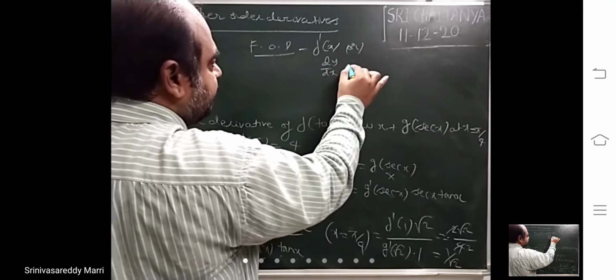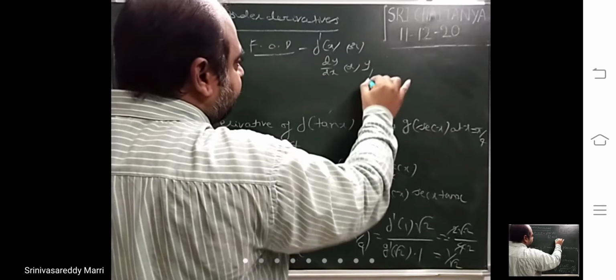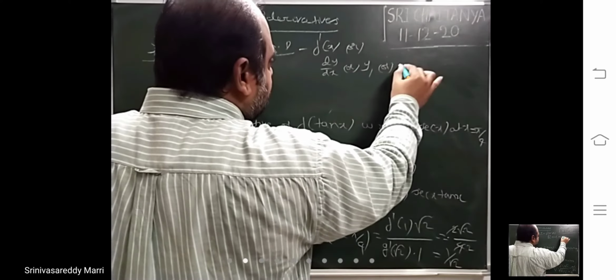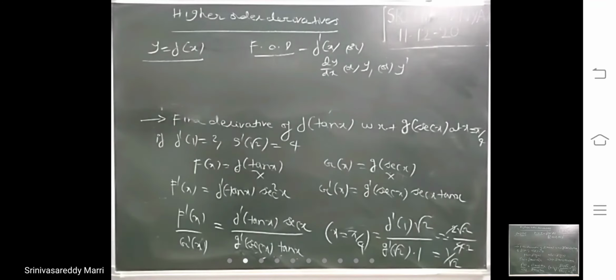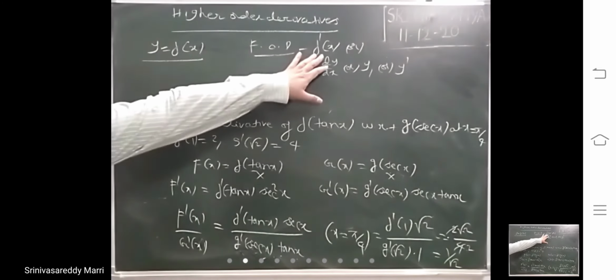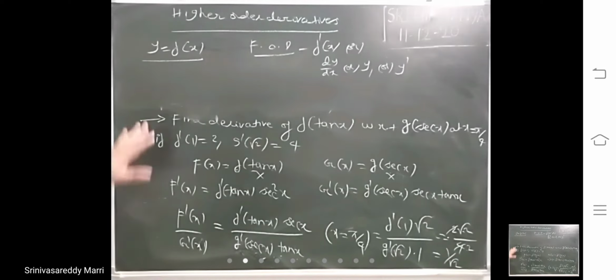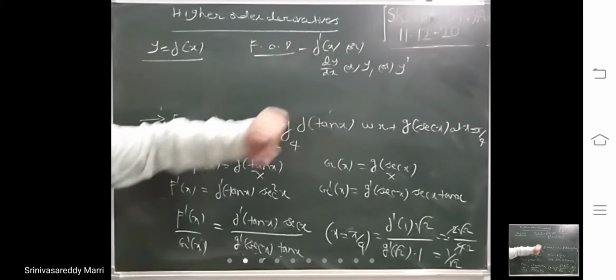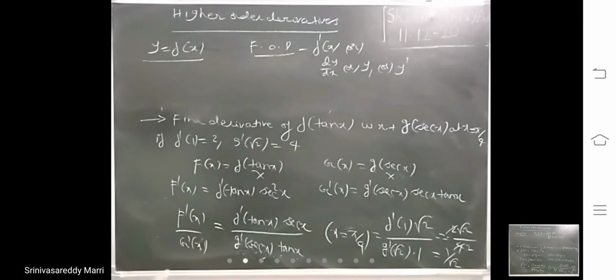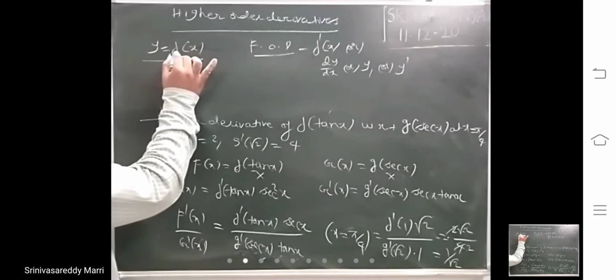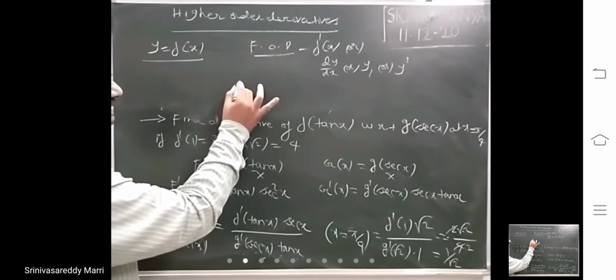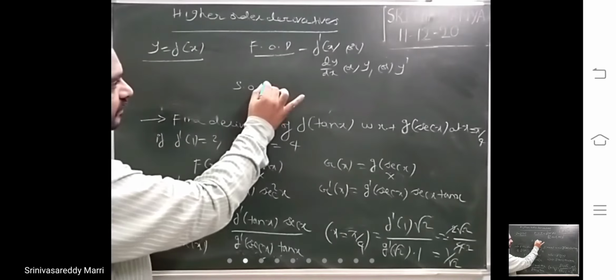or dy by dx or y1 or y dash. This is nothing but d by dx of f of x. First order derivative means d by dx of f of x, d by dx of y, or y1, or y dash. This is the first order derivative. D by dx of f dash x, that is the second order derivative.